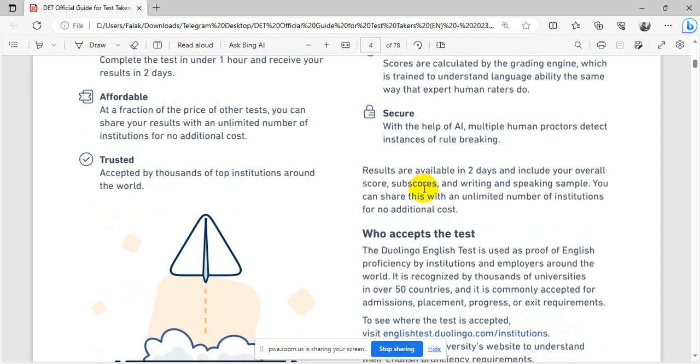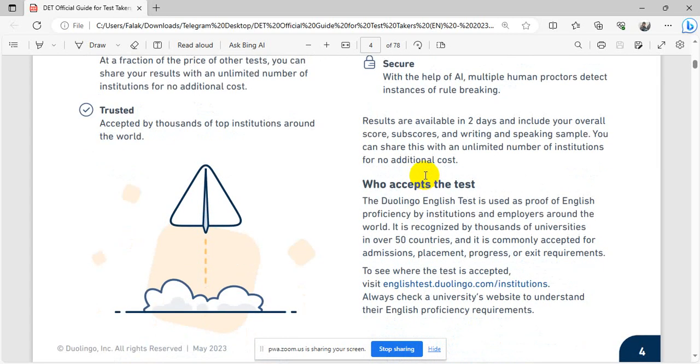So that's it. And lastly, the test is really secure. With the help of AI, or artificial intelligence, multiple human proctors detect instances of rule breaking. So there is the AI, and also there are real human proctors. They monitor whether you are really taking the test or cheating, turning around, or whether there is someone else in the room. All these things are going to be checked by artificial intelligence and human proctors.